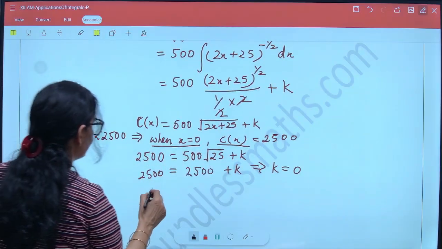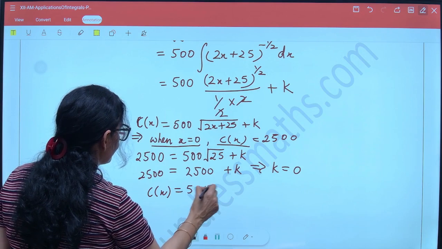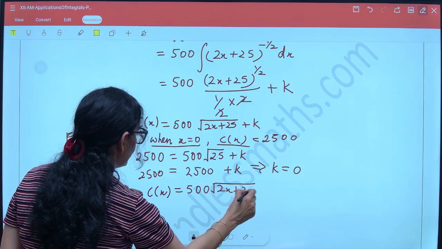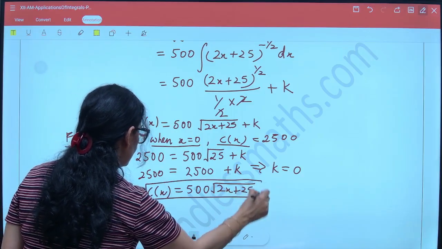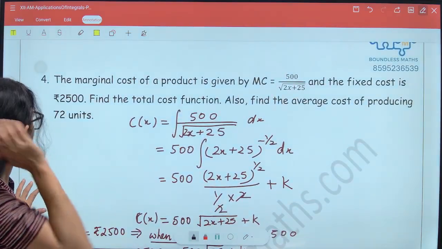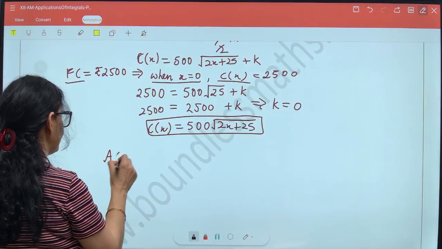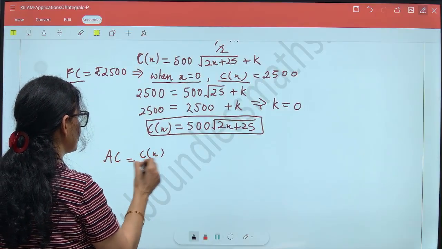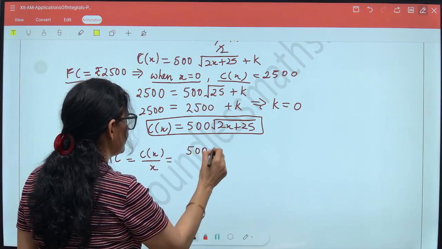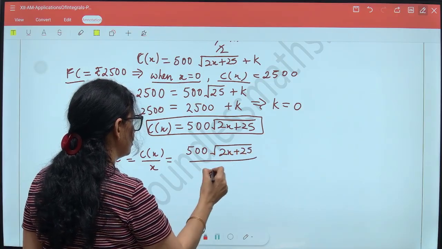Now we have the value of k, that means the total cost function finally is this 500 into square root of 2x plus 25. So this is the total cost function. Next thing we need to find out is the average cost of producing 72 units. So what is average cost? Average cost is the total cost function divided by the quantity. So if I divide this by the quantity, this becomes the average cost, right?